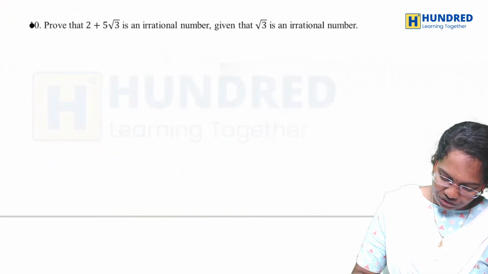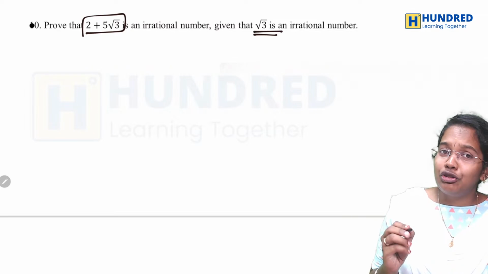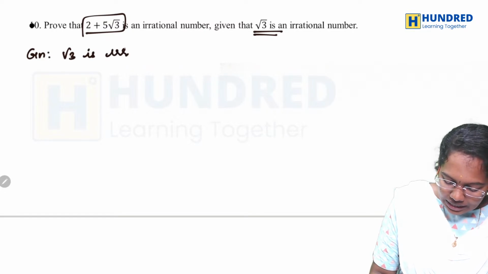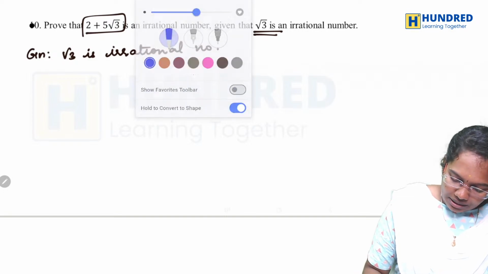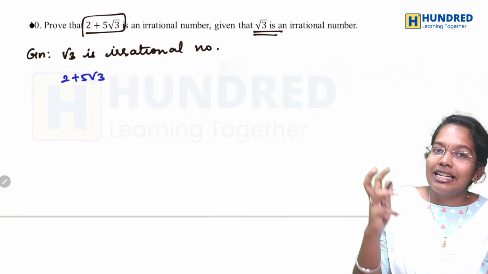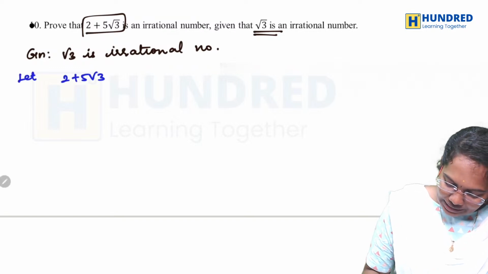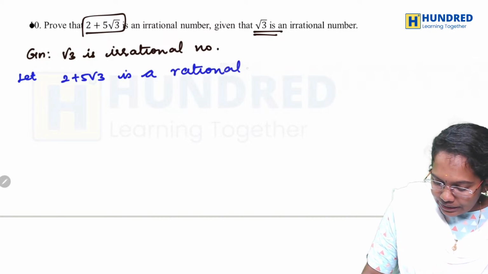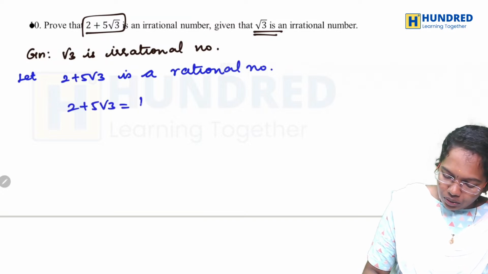Next important sum from this chapter. Here we have to prove that 2 plus 5 root 3 is an irrational number, with the given that root 3 is an irrational number, right? To prove 2 plus 5 root 3 is irrational, what will we take? We'll take the contrary. So let us assume 2 plus 5 root 3 is a rational number, right? If it is rational, then 2 plus 5 root 3 can be expressed in p by q form.